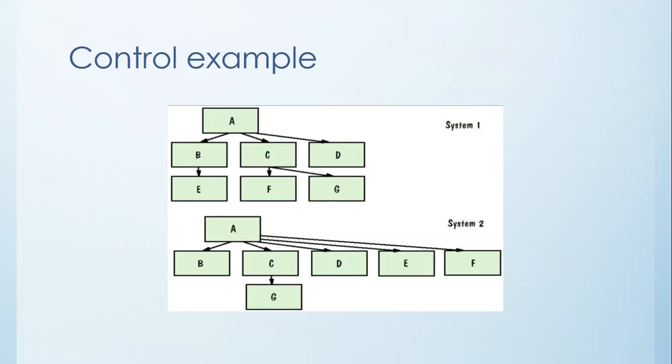So here's a quick example. Here we note that component A in system 1 has a fan out of 3 and a fan in of 0. B has a fan in of 1 and a fan out of 1. In system 2, A has a fan out of 5 and a fan in of 0. So you see, by listing the fan in and fan out for a particular component, we have an idea of the independence of that component as well.